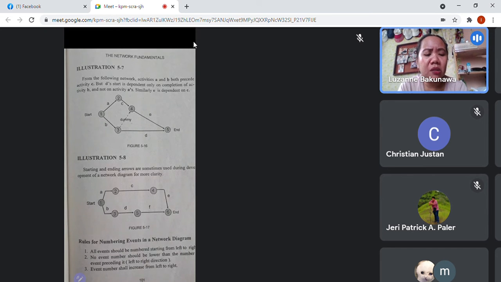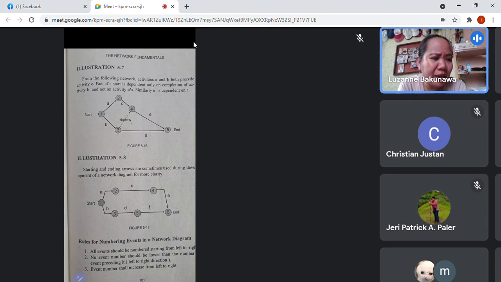Both precedes activity C. Do you get it? Guys? Hello? Guys?